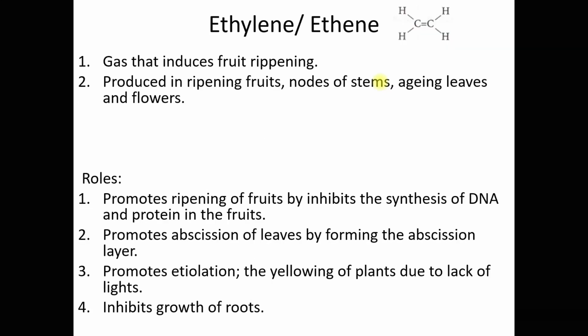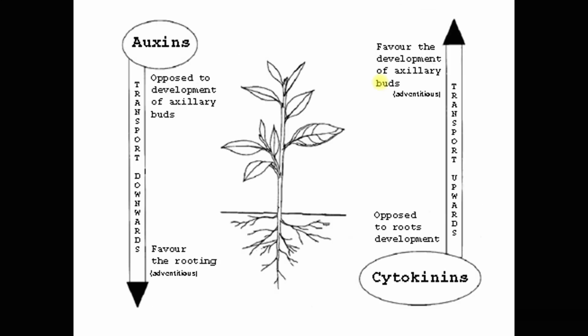Ethylene, the last hormone in plants for our syllabus or level. Ethylene or ethene. These are hormones in the form of gas that induce fruit ripening. Ripening is single P, not double P. It is produced in ripening fruits, nodes of stems, aging leaves, and flowers.